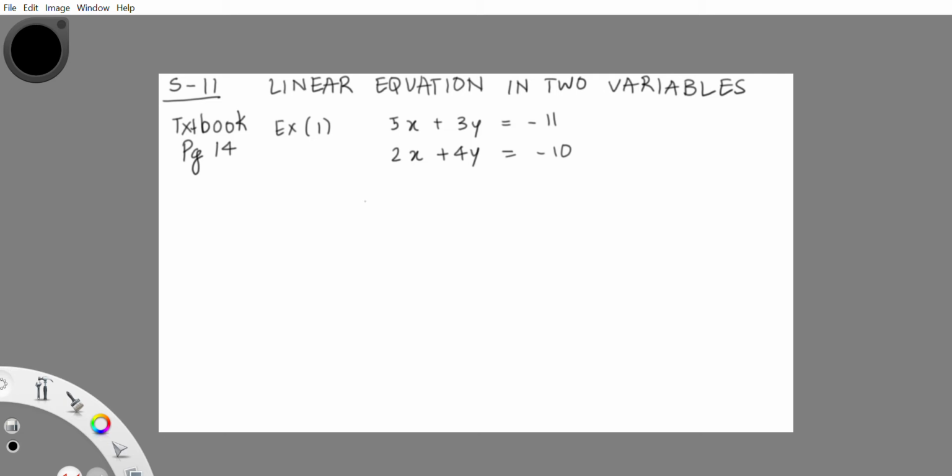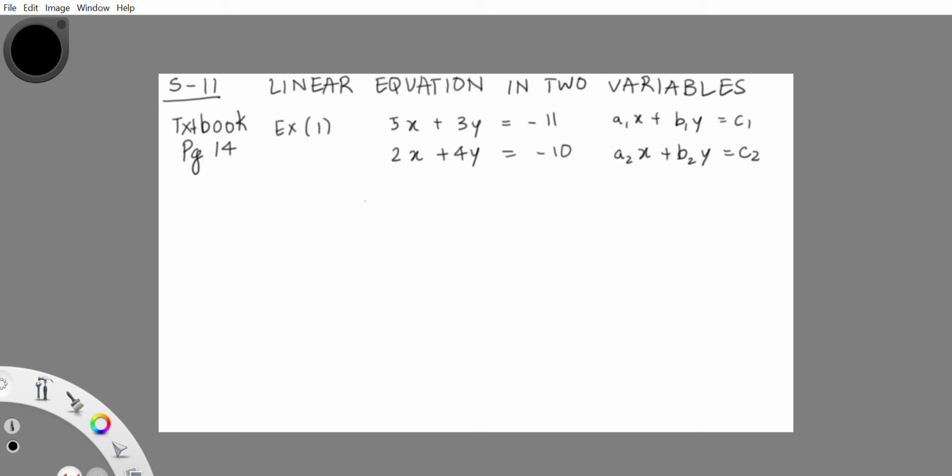Now, before we start solving this, we need to understand that we always have to compare this with our standard equation, which is a1x plus b1y is equal to c1, and the second equation a2x plus b2y is equal to c2. It does not matter which number you give to the equations. All that matters is that you follow your sequence correctly.